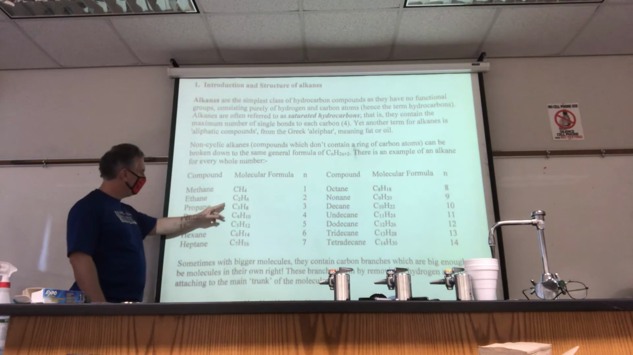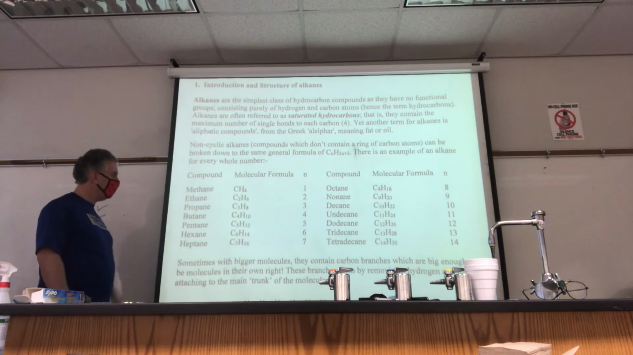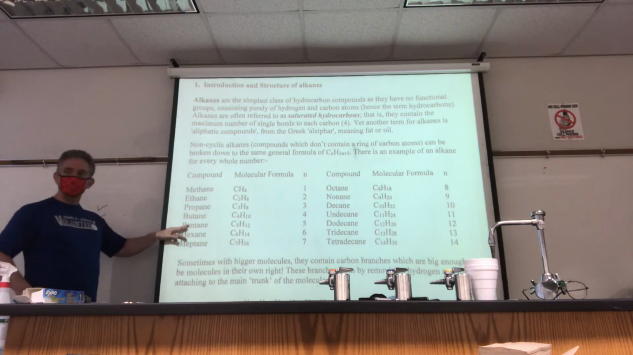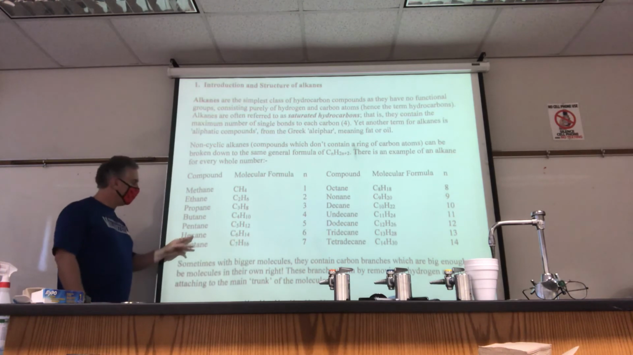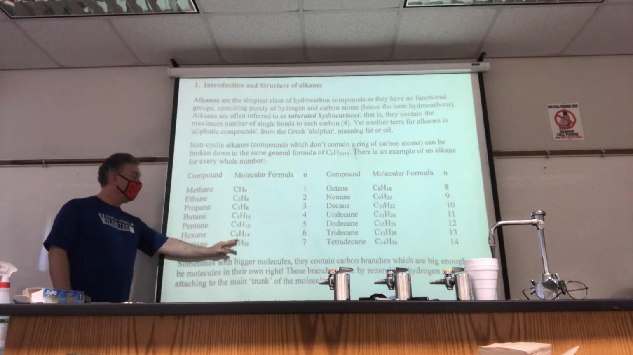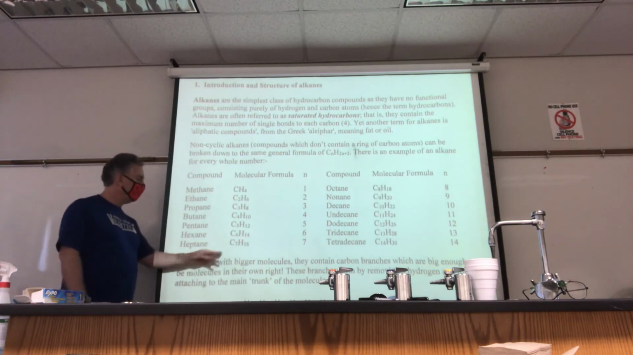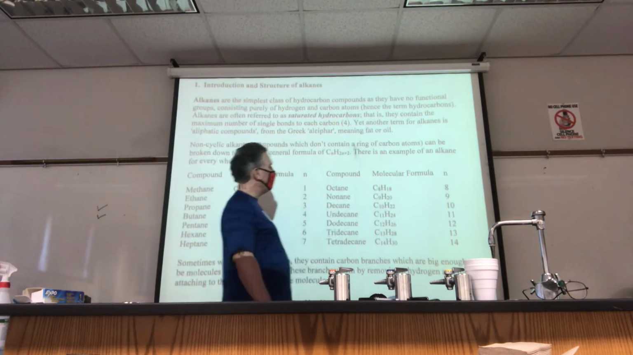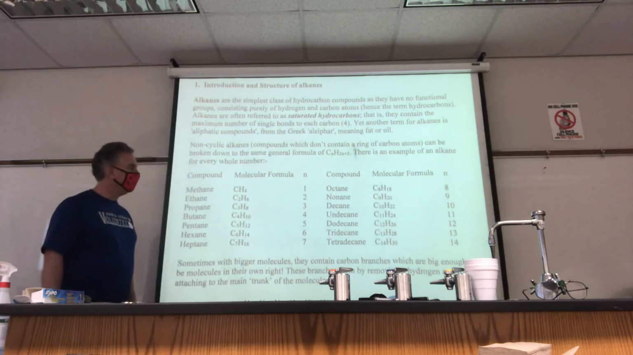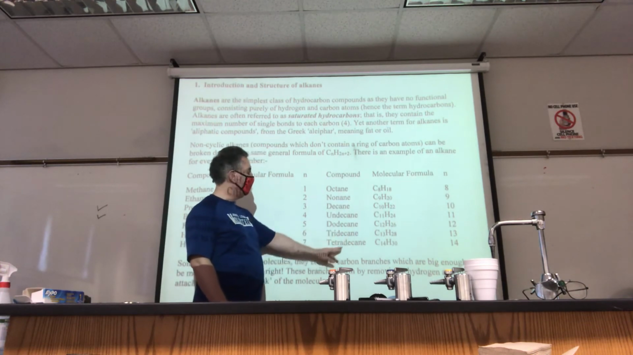CH4, methane; C2H6, ethane; propane for C3H8; butane, C4H10; and pentane, like a pentagon with 5 carbons, double plus 2, 12 hydrogens; hexane, like a hexagon, 6 carbons, and then double plus 2, 14 hydrogens; heptane for a heptagon, C7H16; octane, like an octagon, C8H18; nonane, decane, undecane for 11, dodecane for 12, tridecane, and then tetradecane.